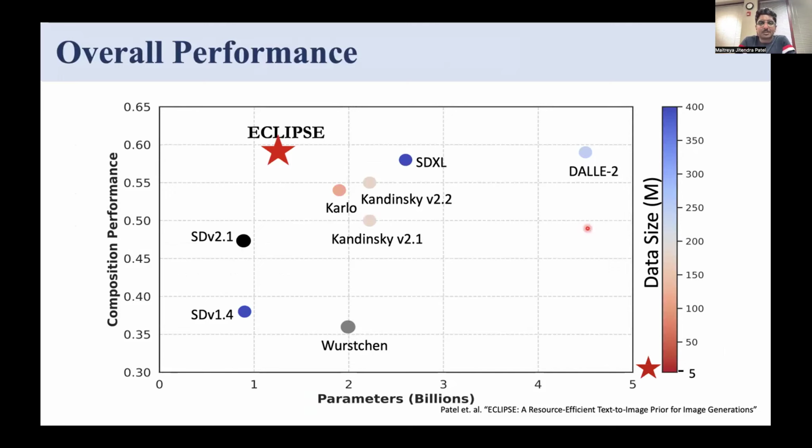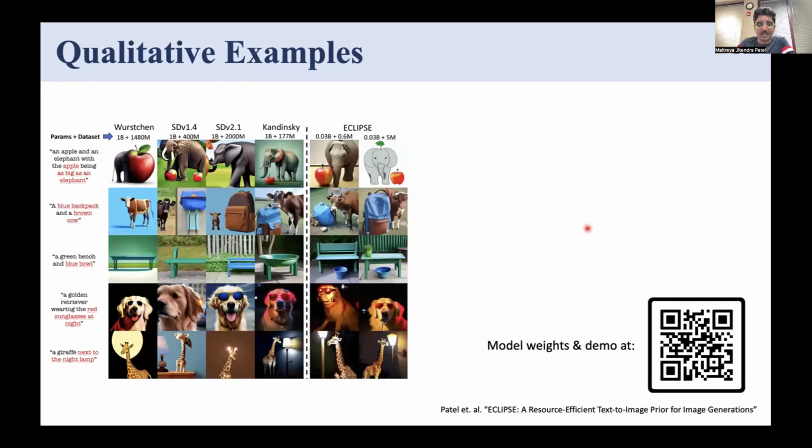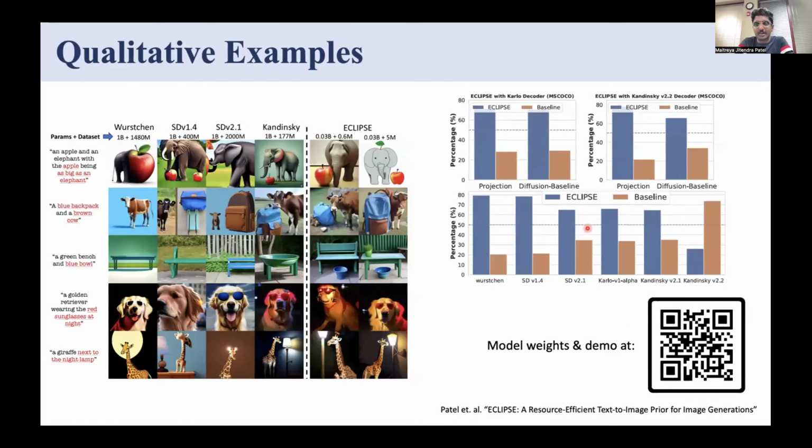Now, if we put Eclipse over our previous benchmarking strategy, we find that Eclipse reduces the parameters by 72% compared to DALL-E 2 while maintaining the performance. And it improves compositionality by 55% while maintaining a similar level of parameter requirements. We further perform human evaluations, and we find that Eclipse still maintains the same level of quality compared to these open source big models. And we also release the model weights and demo everything online for others to play with and contribute to this line of work.